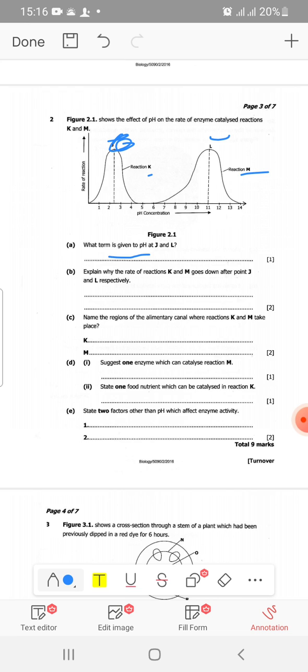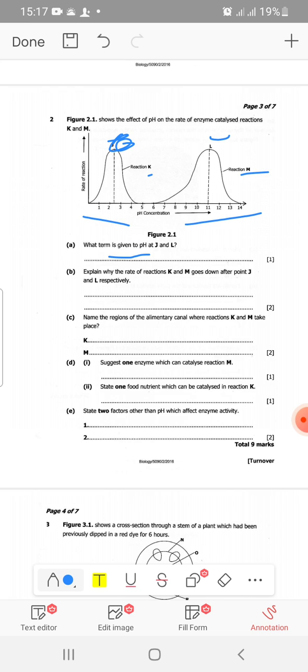Okay. Then we go to question C. Question C. Name the regions of the alimentary canal where reactions K and M take place. Now, the alimentary canal is the tube which runs from the mouth to the anus. Now, we want to identify where these reactions are taking place. We have two reactions here, reaction K and reaction M.